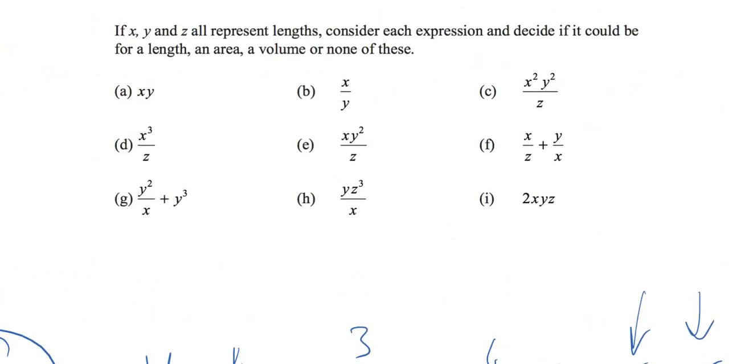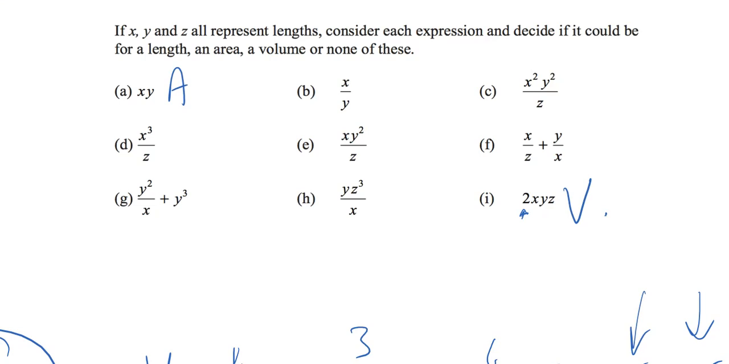So I'm just going to write L, A, or V for these. Let's do these simple ones first, right? Well, first of all, A has to be for an area because we have a length multiplied by a length. And can we see any other obvious ones here? Well, let's just quickly take a look at that last one, I, right? Well, if x, y, and z are all lengths, and 2, that's just a number. That's not going to do much, is it? Okay, then this one is going to have to be a volume because length times length times length makes volume. All these other ones are really complex, so let's see if we can break this down.